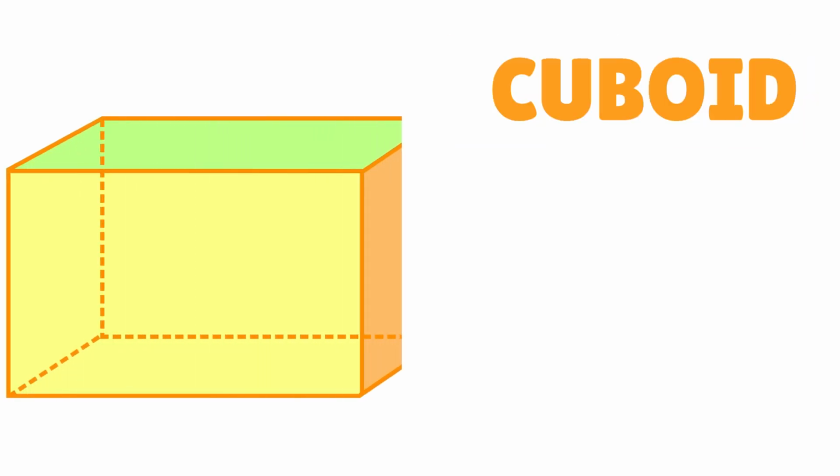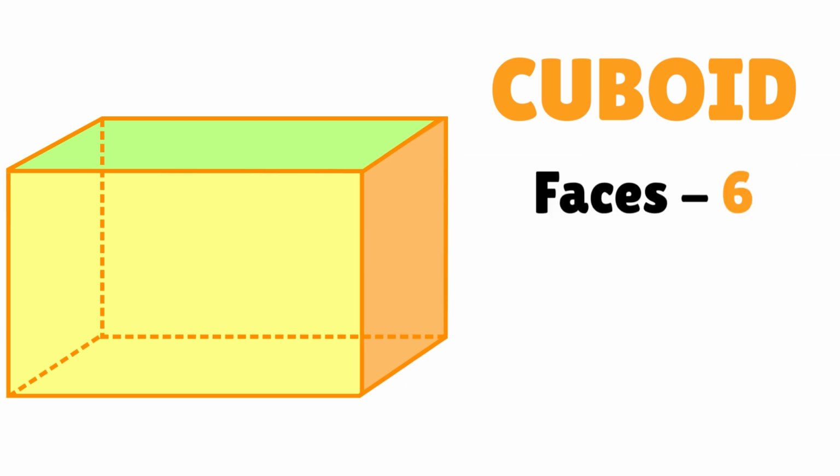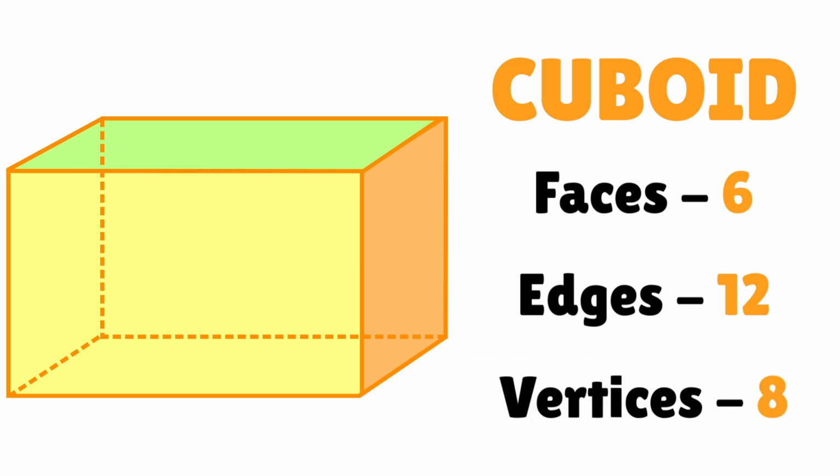Hi, I'm a cuboid. I look like a box with rectangles all around. I have 6 faces, 12 edges, and 8 vertices.